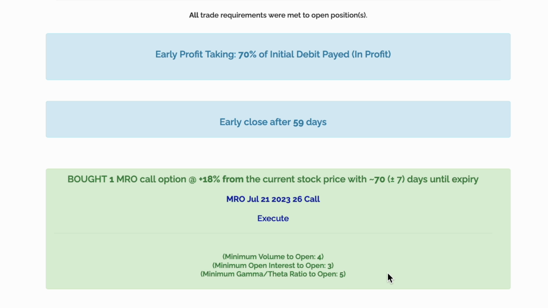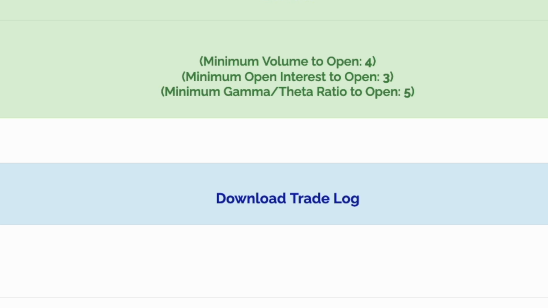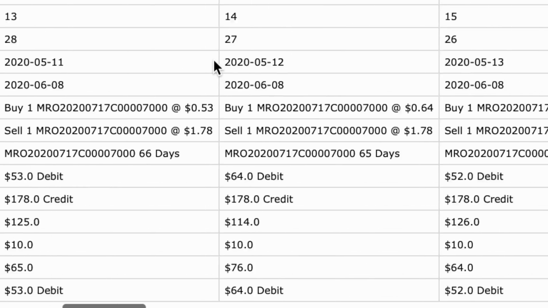After opening this position, Helium takes early profits at 70% of the initial debit paid, and early closing after 59 days. You can click Download Trade Log to see all the historical trades made in this simulation.